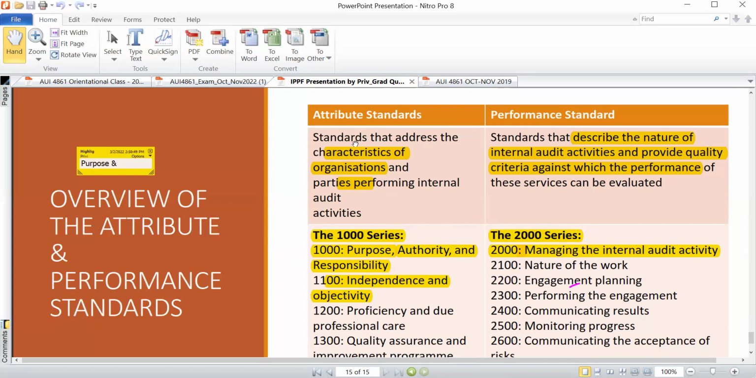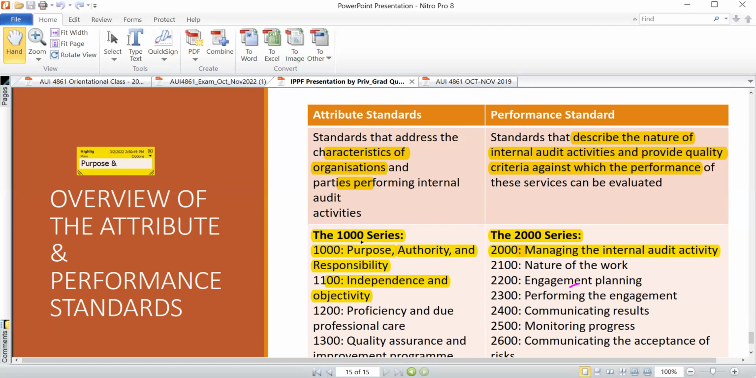Now, the attribute standards deal with the characteristics of the organization and the parties performing the internal audit activities. So when you're talking about characteristics of the organization, in this context, we are referring to the audit client, right? But under normal circumstances, as internal auditors, we would normally be employed within the organization itself. So in this case, the organization refers to the employer that would have actually employed us as internal auditors within the organization in question. Then obviously the parties performing the internal audit activities here refers to the internal audit activity, right? And of course the individual internal auditors within the internal audit activity.